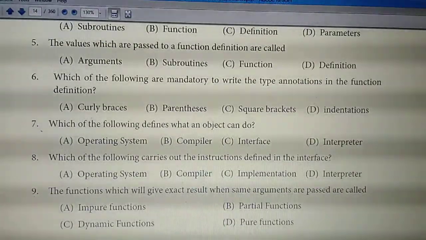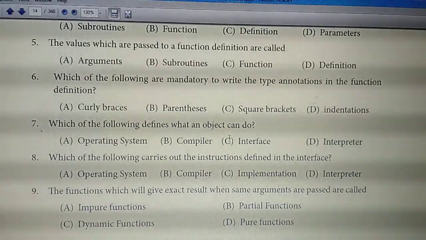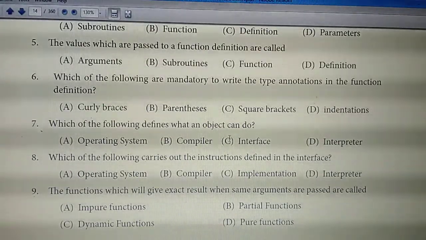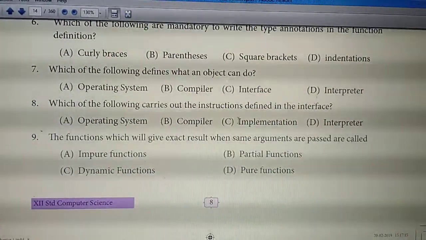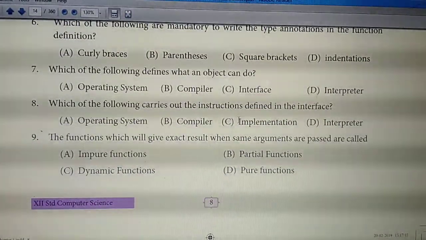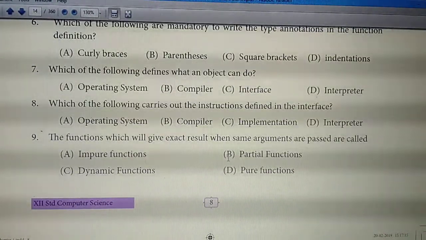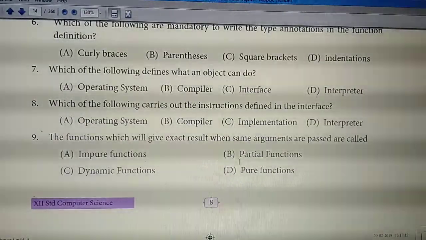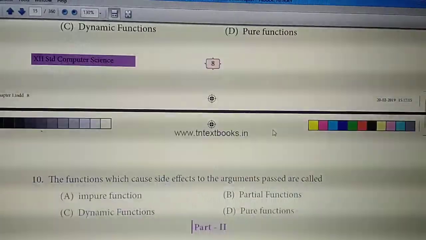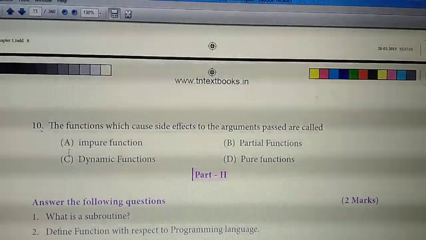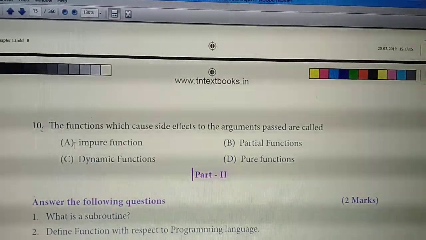Seventh question answer option C, interface. Eighth question answer option C, implementation. Ninth question answer option D, pure function. Tenth question answer option A, impure function.